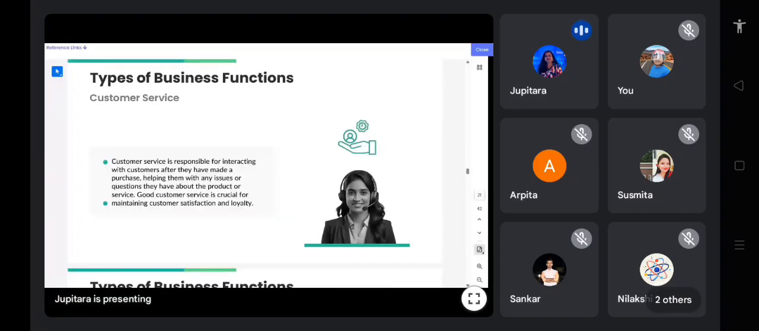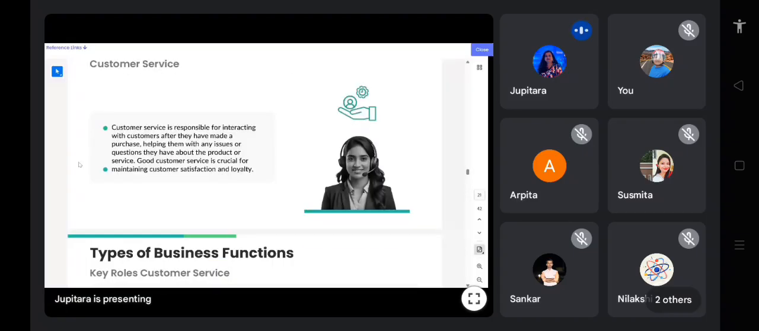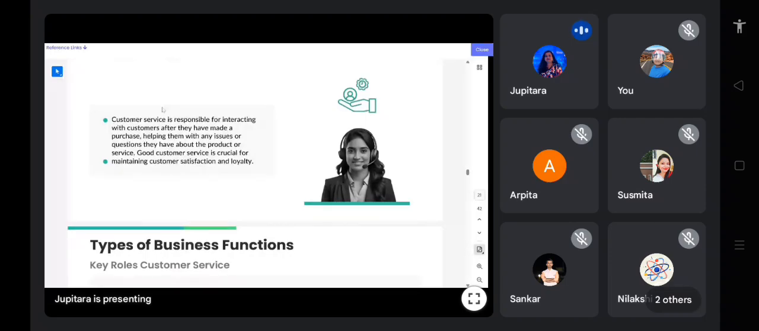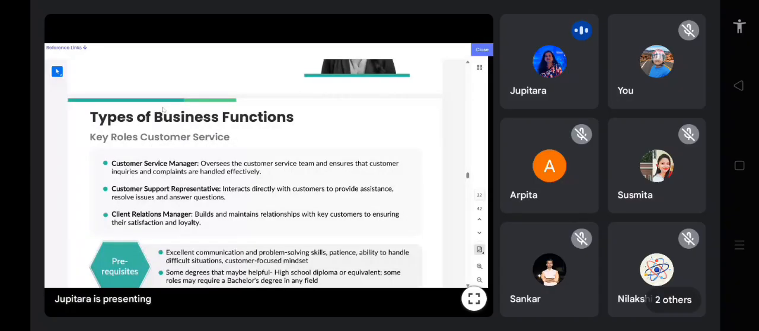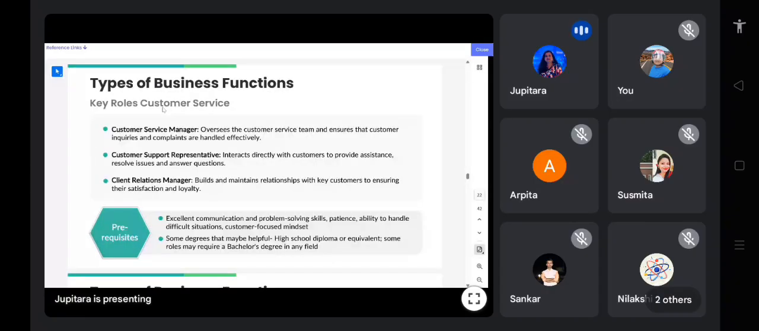Customer service is one of the areas which is a support function for any organization. Organizations which deal in the service industry need customer service, and customer feedback is very much required. Then customer service manager, customer support representative, client relationship manager. So these are some of the roles you can go for if you want to go into customer service. What is required in customer service as a fresher, or what are the basic skills? Excellent communication and problem solving skills, patience, ability to handle different difficult situations, customer focused mindset.